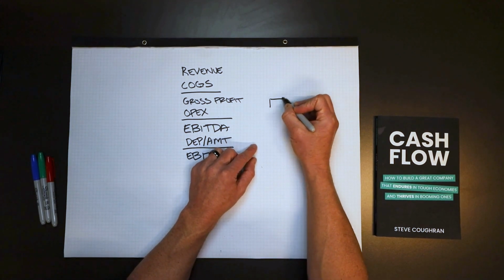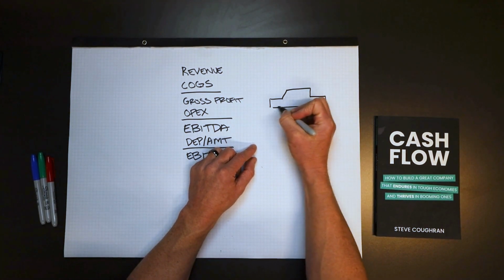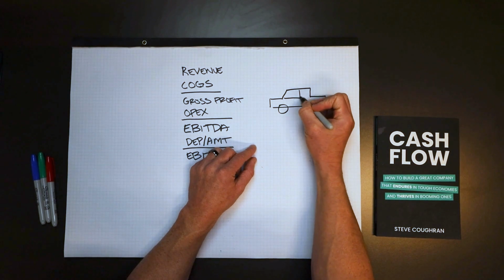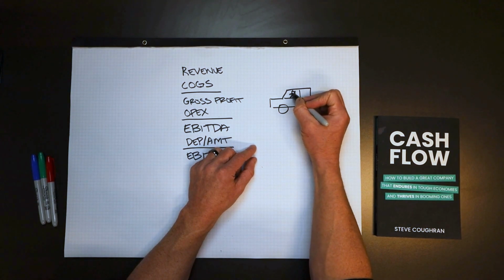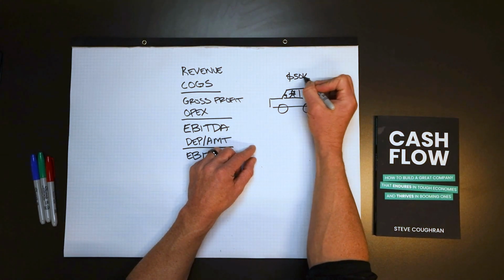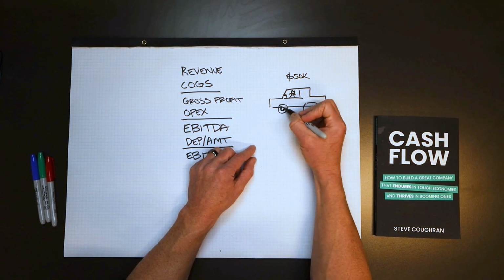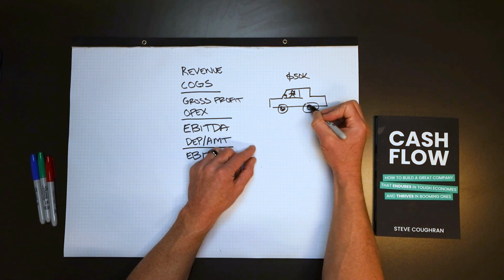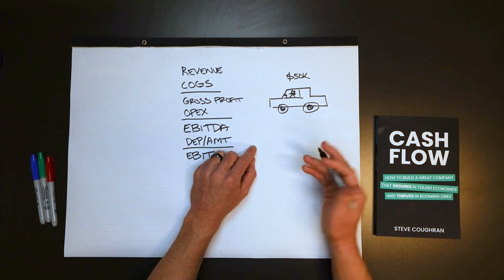Let's say you go buy a truck. Here's a truck, and there's a cat driving the truck. I don't know why there's a cat, but the cat's driving the truck. And this truck, let's just say, is $50K. And maybe it has some spinners on it, has some really sweet rims, whatever. Okay, so you have this truck.